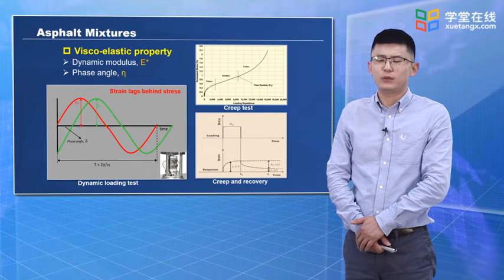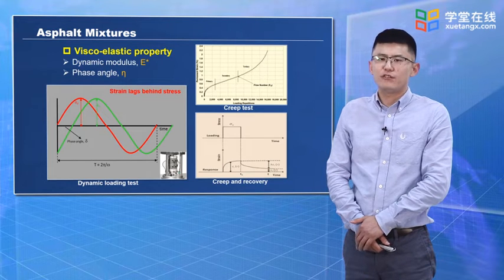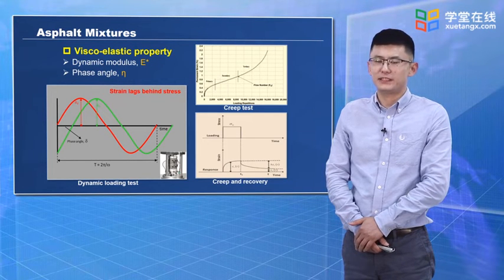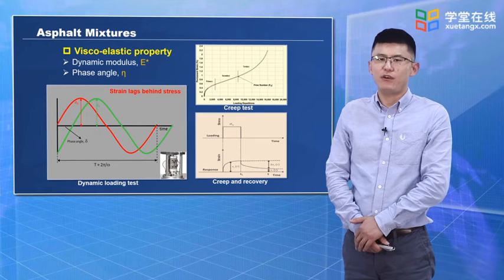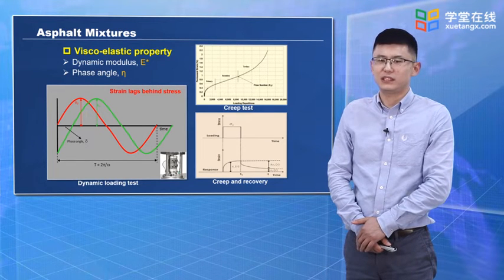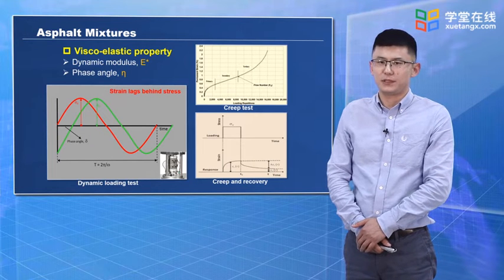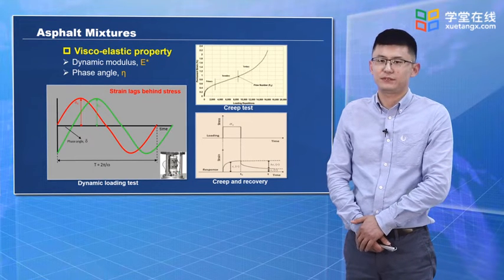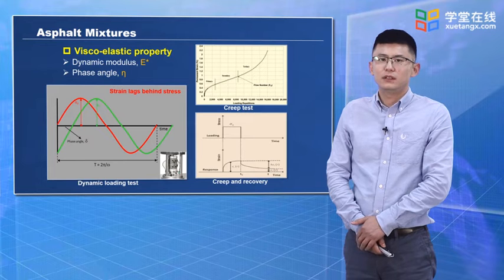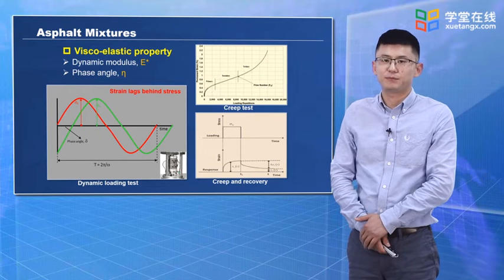And on the right, we also show the typical curves of the creep test and the creep and recovery. For creep and recovery, if we apply a load for a while and then remove it, we can see some of the deformation has been recovered, but some of it has not. The viscoelastic property, again, is very important for asphalt mixtures.